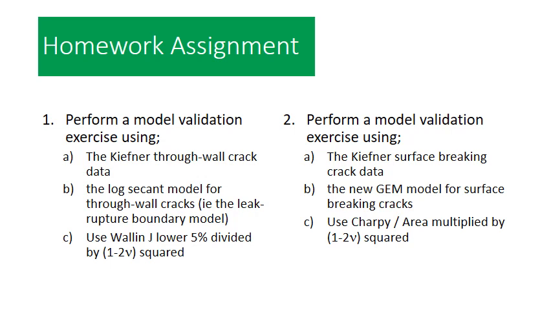And then the second half will be to do a model validation using the Kiefner surface breaking crack data. So that's the 48 data points, and you've already seen those plotted a couple of times. We're going to do things a little differently here. I'm going to ask you to use my new gem model for surface breaking cracks, but, just for a little exercise, rather than using the Wall&J lower bound 5%, as I always recommend, use that Sharpie over area correlation, but this time multiply it by 1 minus 2 nu squared. So that will take what I believe is a plain stress correlation, and it'll do the conversion to make it into an appropriate plain strain correlation.